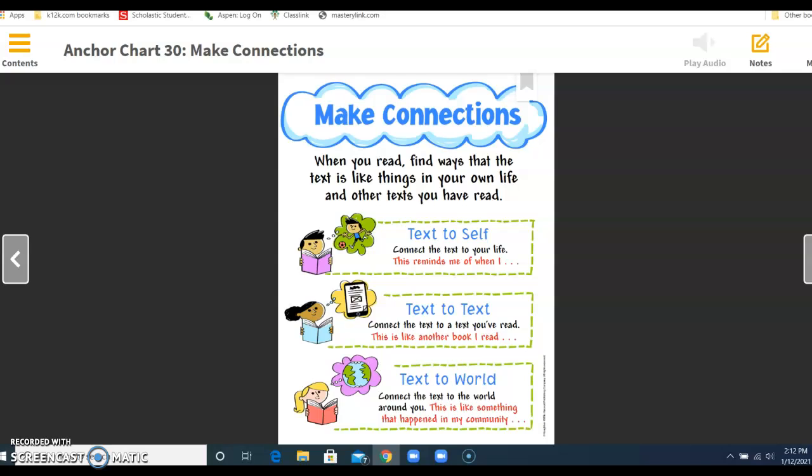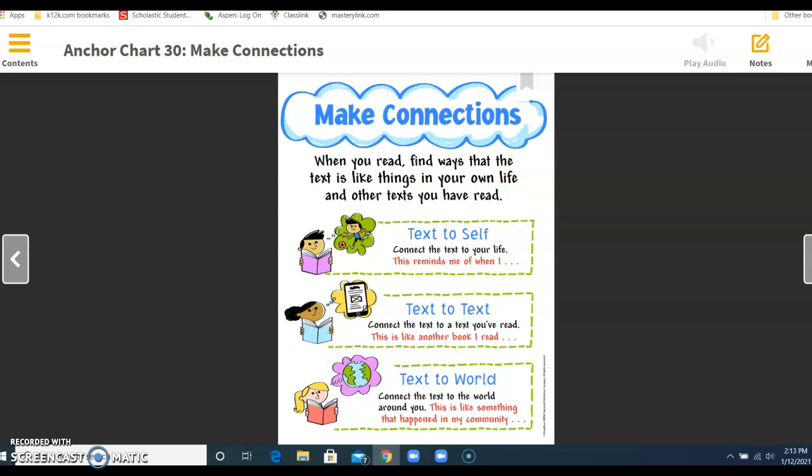You are making connections. When you make connections, this is when you read and you find the ways that the text is like things in your own life and other texts that you might have read. This is always a great thing. When you make a connection, it feels like you understand it even better. So some examples of this are text to self. This is when you connect the text to your own life. Like when you're reading a story, you might say, oh, this reminds me of when I was doing whatever.